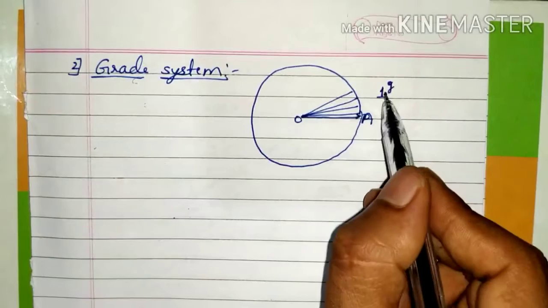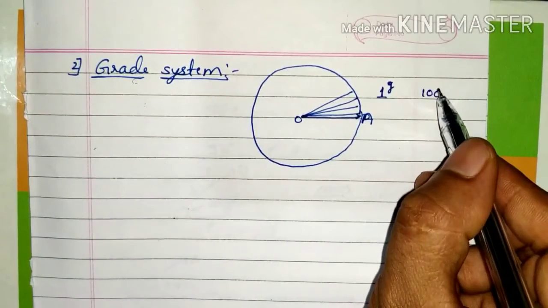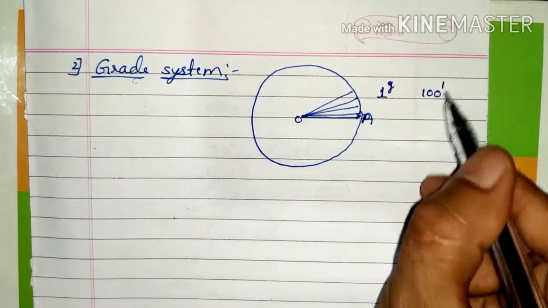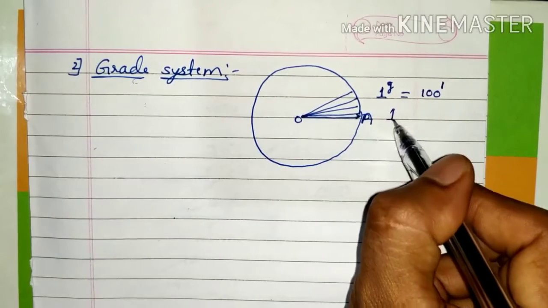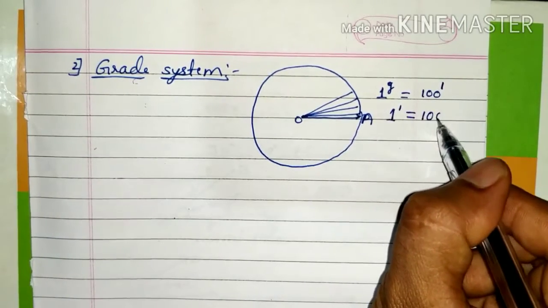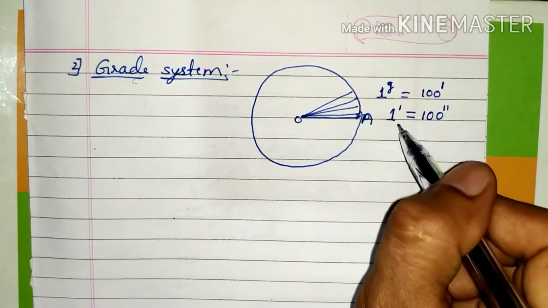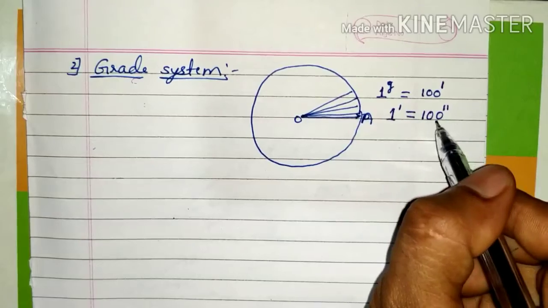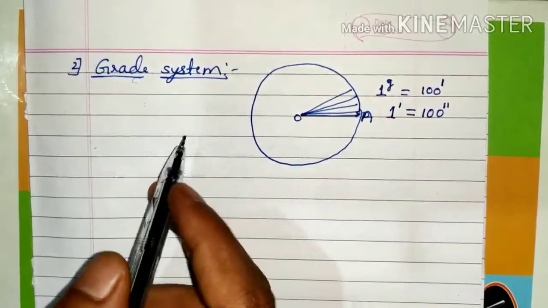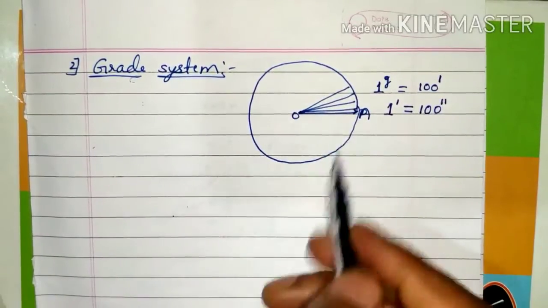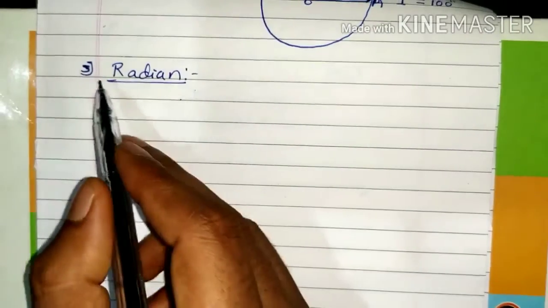Then 1 grade is divided into 100 equal parts, and each part is called a minute. Therefore 1 grade is equal to 100 minutes, and 1 minute is divided again into 100 equal parts, and each part is called a second. So 1 minute is equal to 100 seconds. That is about the grade system. It is not that important, so just go through it: it is divided into 400, and remember these three concepts, that's all. Next system is radian system.